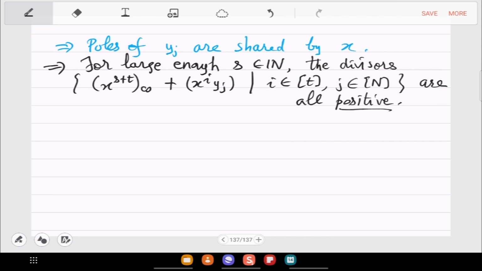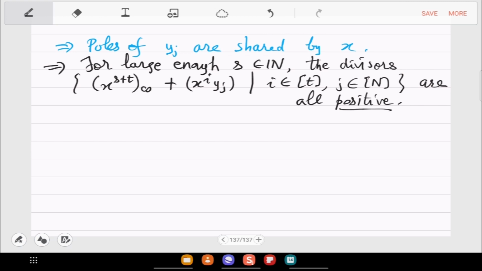So let us read this in the following way. x to the i yj is what I am interested in. The only thing that stops it from being positive are the poles. Now the poles come either from x to the i or from yj. The ones which come from x to the i will be made positive by x to the t, the divisor of poles of that will make the poles that come from x to the i positive. And for yj, we have shown whatever is a pole, it's also a pole of x. So if x to the s is big enough, it will make yj poles positive.